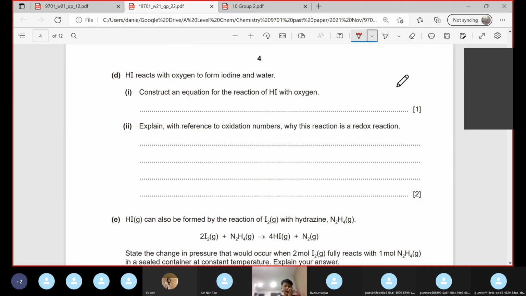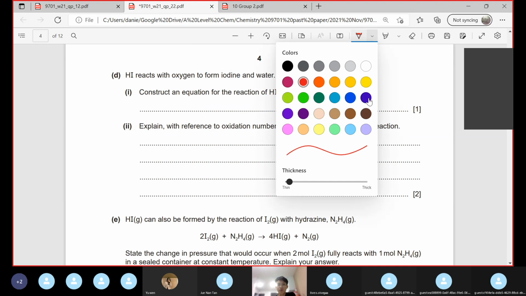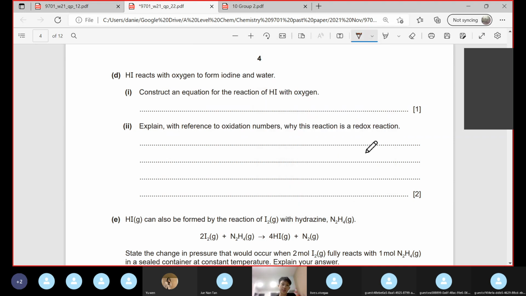Okay, HI reacts with oxygen to form iodine and water. I remember this reaction; we don't really learn it in our syllabus, but as long as they provide enough information to us, then you should be able to construct it. Yeah. Then HI plus oxygen gas O2 to form iodine I2 plus water H2O.